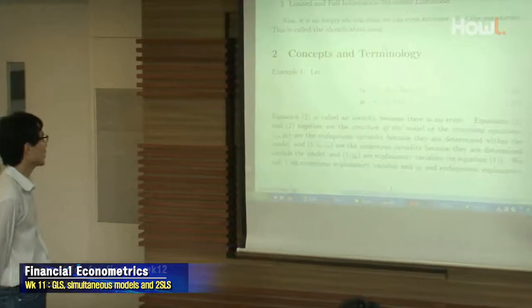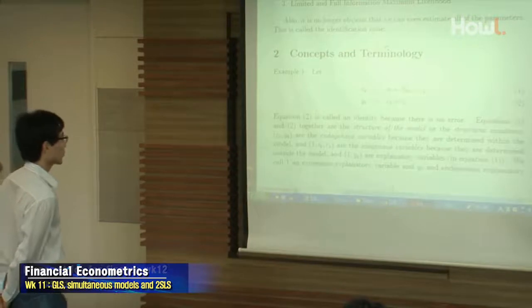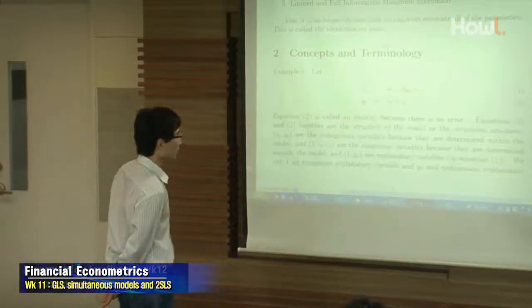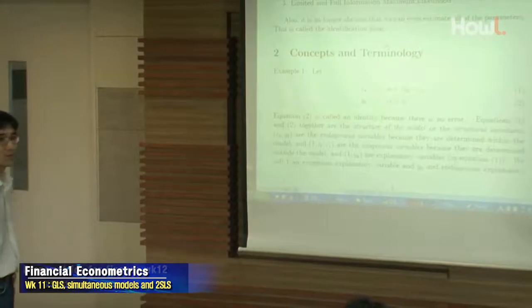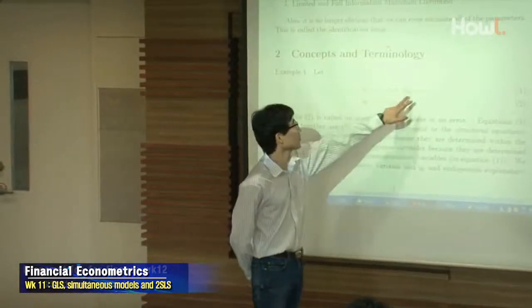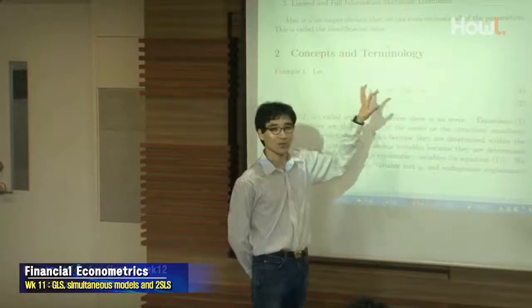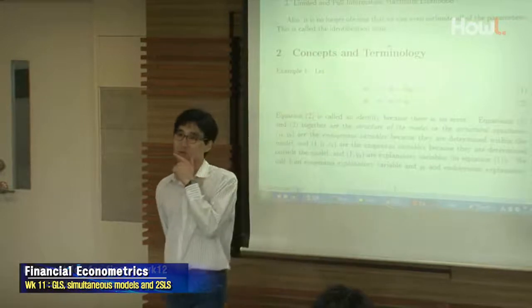And C_t and Y_t are the endogenous variables. They are called endogenous variables because they are determined within the model. C is a function of Y, and Y is a function of this one. Right? They are determined within the model, so they are endogenous variables.